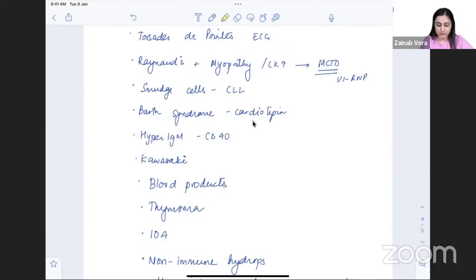Then Barth syndrome, you guys were saying. So Barth syndrome has cardiomyopathy, all right? So this, if you knew itna cardiomyopathy, so the answer could have been clearer. It was cardiolipin biochemistry question. Barth syndrome has cardiolipin, which was accumulated, okay?